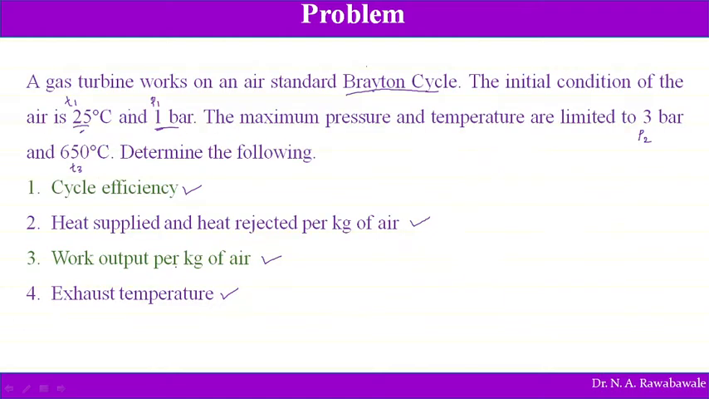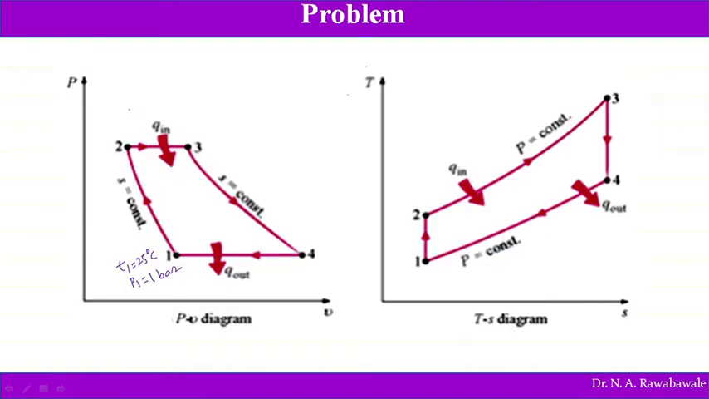And then the next condition given is that the maximum pressure and maximum temperature are limited to 3 bar and 650 degrees Celsius. Maximum pressure is 3 bar. So P2 is the maximum pressure, which is 3 bar. Both are at maximum level. So pressure at point 2 is equal to pressure at point 3. Therefore, we can write P2 is equal to P3 is equal to, sorry, not 2 bar, it is 3 bar.